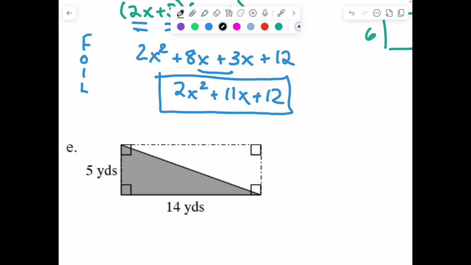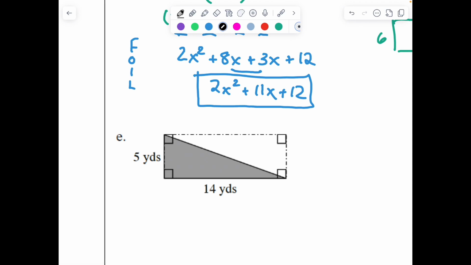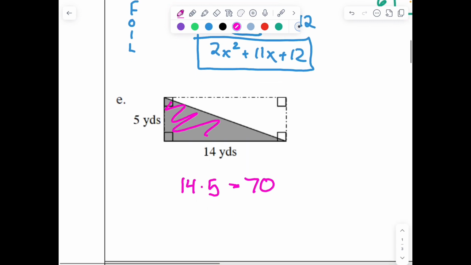All right, this is a rectangle that has been chopped in half, so it is a triangle, okay? So what I might do is find the area of this rectangle and then chop it in half. So 14 times 5 gets me 70. But then I only want half of that, so I'm going to divide that 70 by 2 to get 35 yards squared.